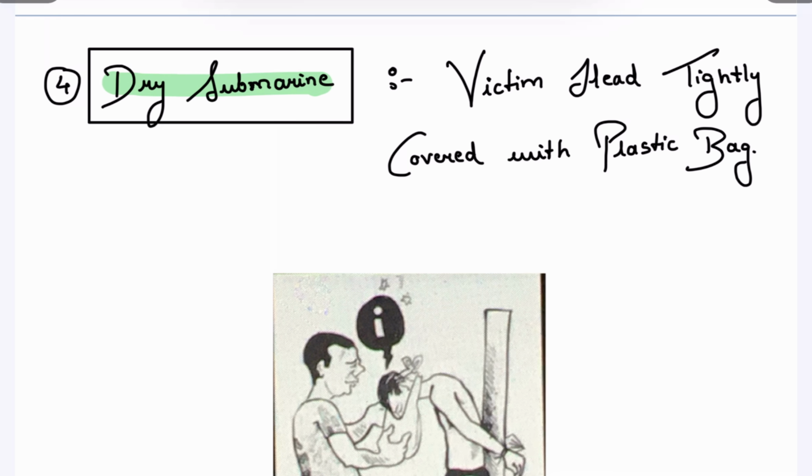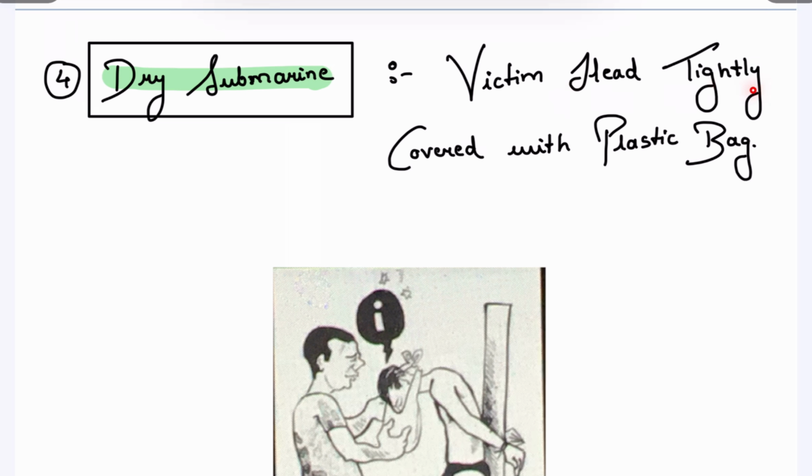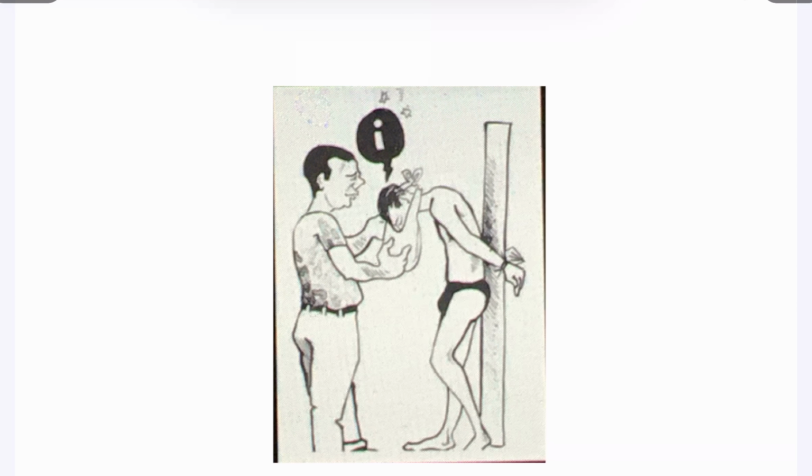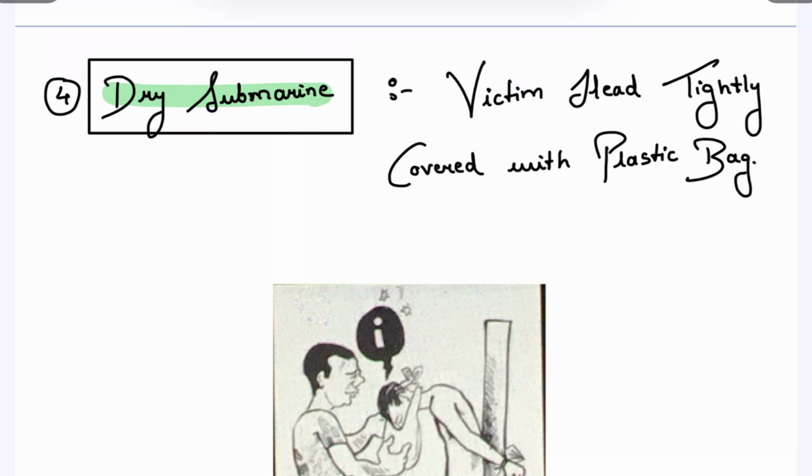Another torture is dry submarine. The victim's head is tightly covered with a plastic bag. In this image you can see the victim and his head is covered with a plastic bag. He can suffocate and get a very intense type of torture. In this torture there is no use of any kind of water or liquid, so it is known as dry submarine.